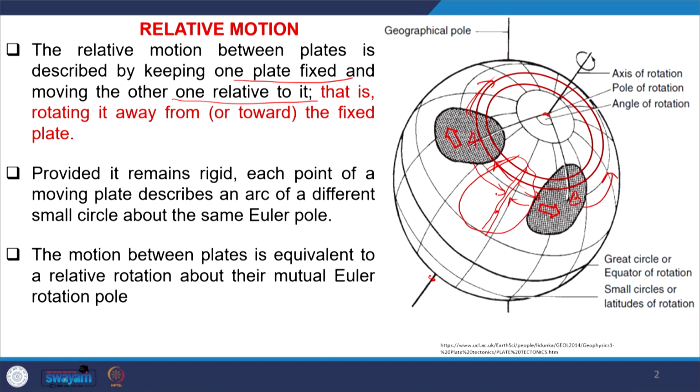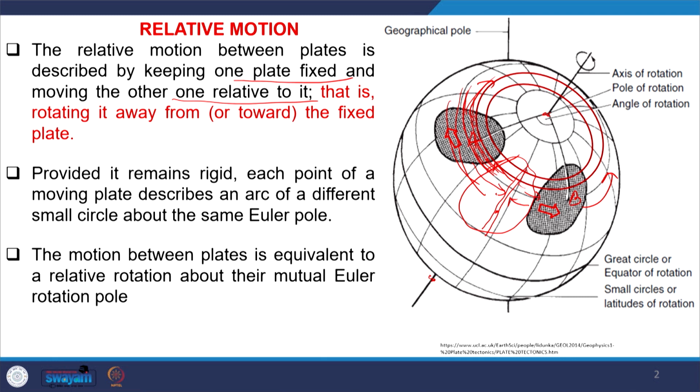Provided it remains rigid, each point of a moving plate describes an arc of a different small circle about this Euler's pole. For example, take this point and its motion: it will be here, here, here, here. So I can construct an arc or small circle for the motion of each point of this plate. Similarly, the motion of this point on the other plate will create a circle like this. These are Euler's small circles.